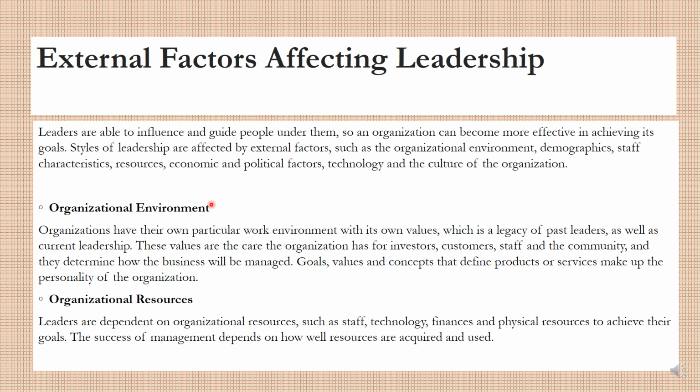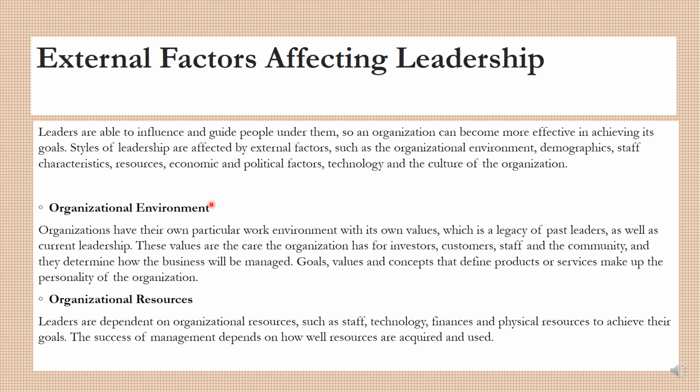The first is the organizational environment. Organizations have their own particular work environment with its own values, which is the legacy of its past leaders as well as current leadership. So leadership is a continuous process, as I told you. For example, Indira Gandhi was a past leader, or Nehru was a past leader, whose legacy Indira Gandhi took, and Indira Gandhi's legacy was taken by Rajiv Gandhi and then Sonia Gandhi. So in the Indian context, the organizational environment was such that there was a legacy there.